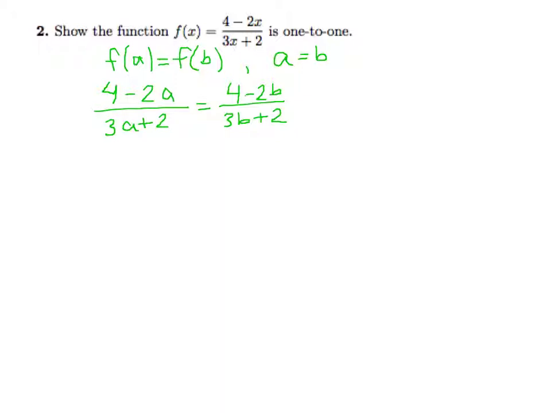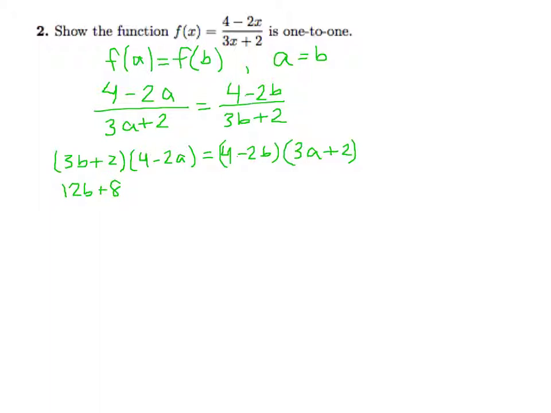So we're going to cross multiply. We get 3b plus 2 times 4 minus 2a equals 4 minus 2b times 3a plus 2. And we're going to FOIL both sides, so we get 12b plus 8 minus 6ab minus 4a. That'll equal 12a minus 6ab plus 8 minus 4b.